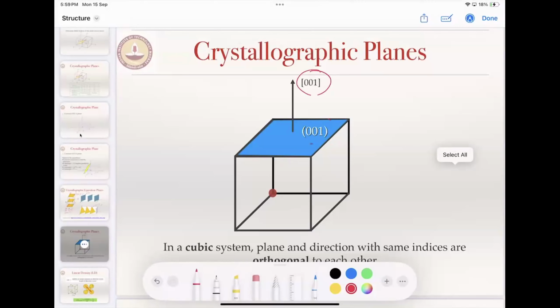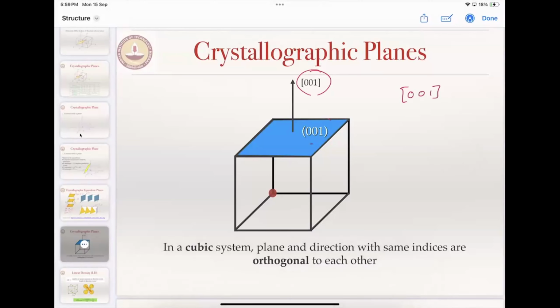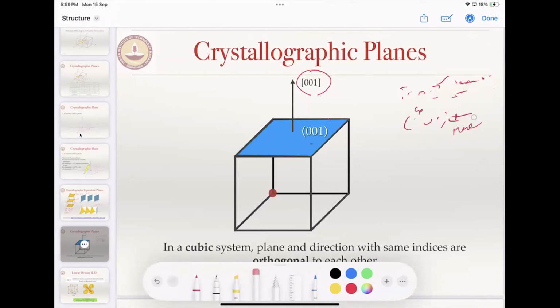And if I say in future 0, 0, 1 in a cubic crystal represented by this, I am talking about this plane and that direction. By looking at the enclosures, you should be able to find out what I am referring to. Correct? So this is a very important observation as far as cubic systems are concerned.